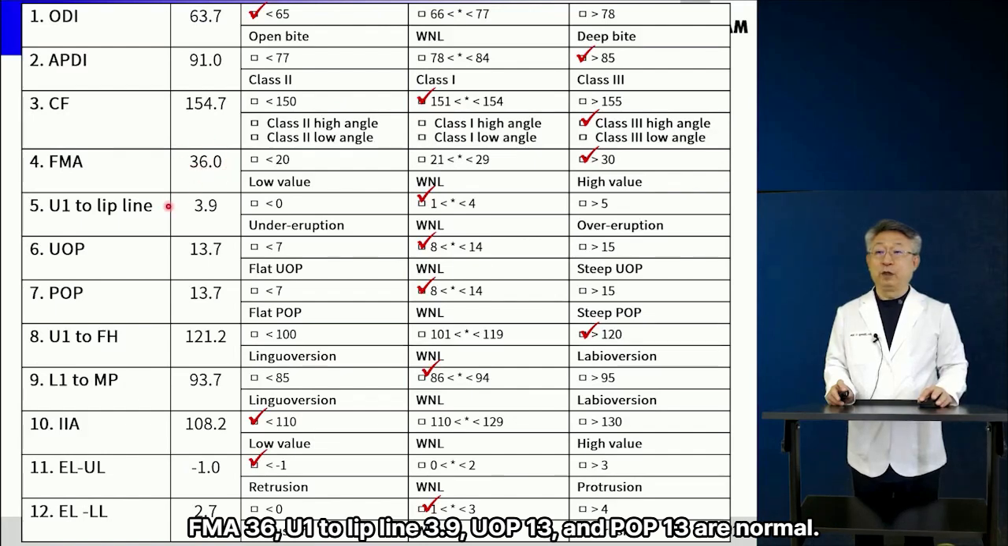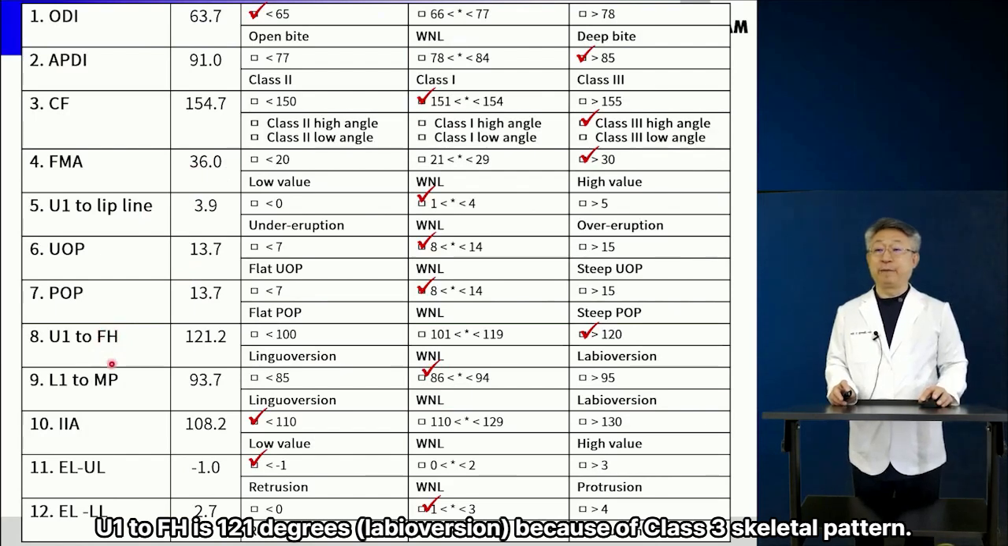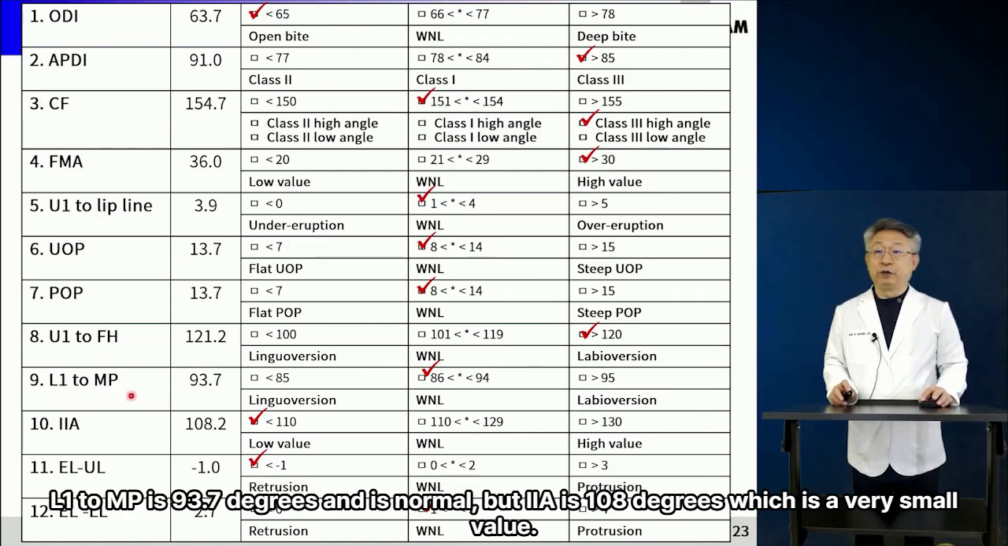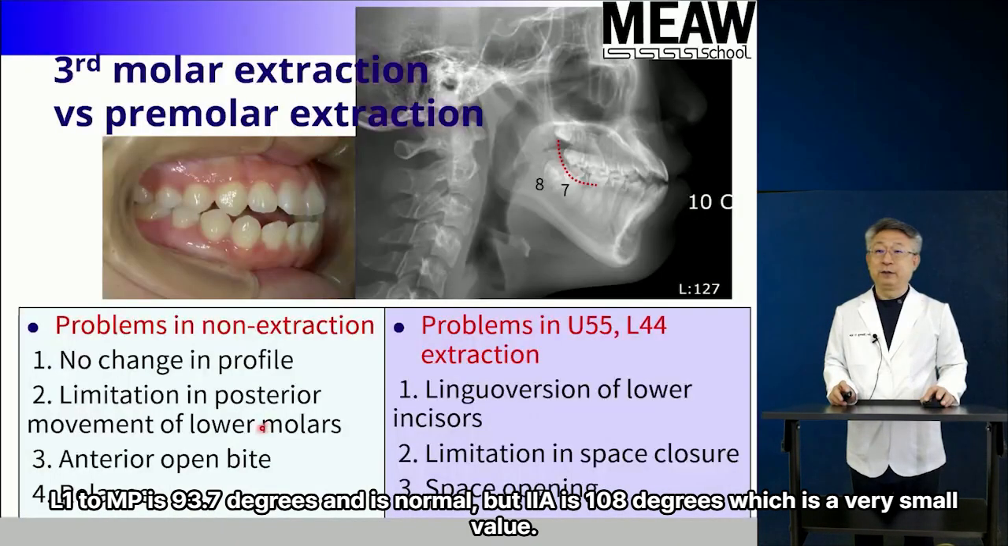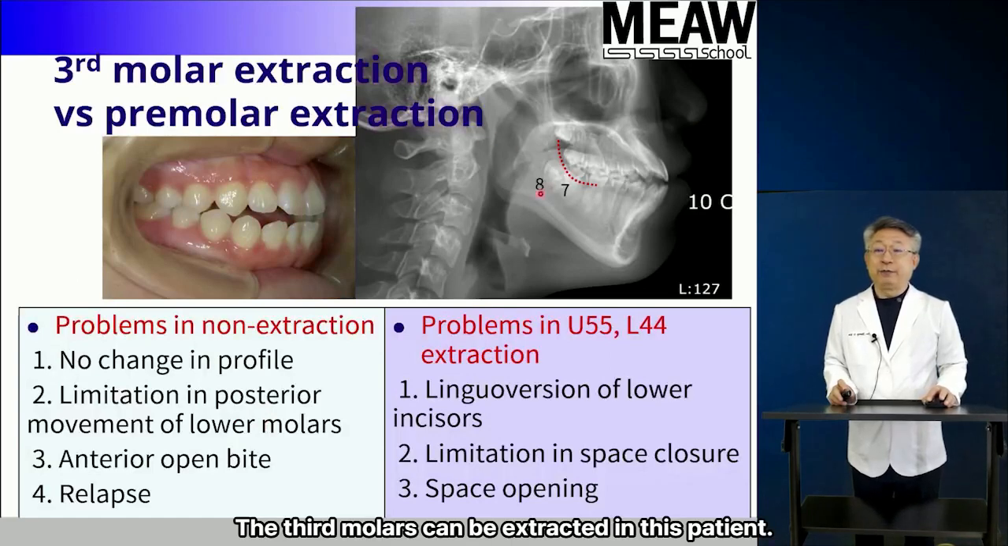FMA 36, yuan to lip line 3.9, UOP 13 and POP 13 are normal. Yuan to FH is 121 degrees, labioversion because of class 3 skeletal pattern. Yuan to MP is 93.7 degrees and is normal, but IIA is 108 degrees, which is a very small value. The third molars can be extracted in this patient.